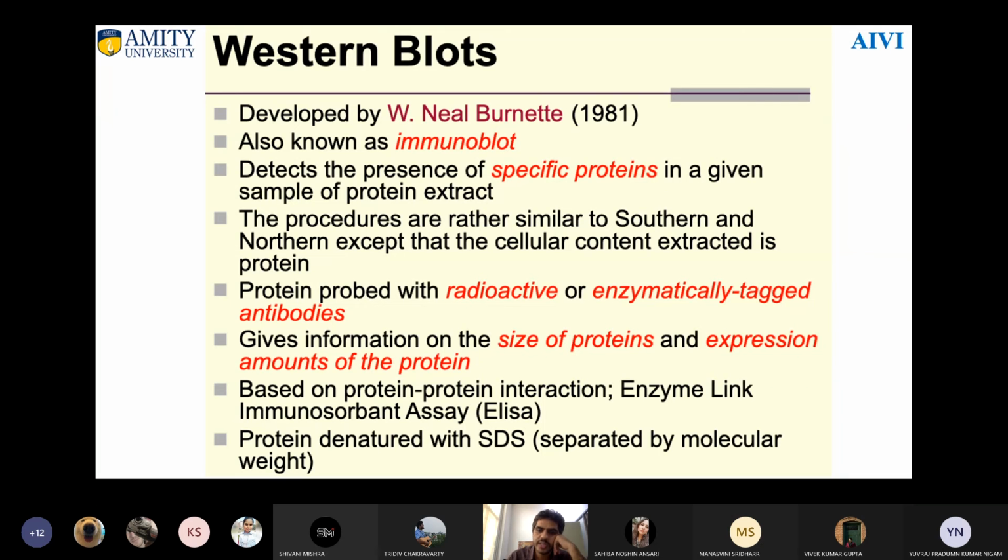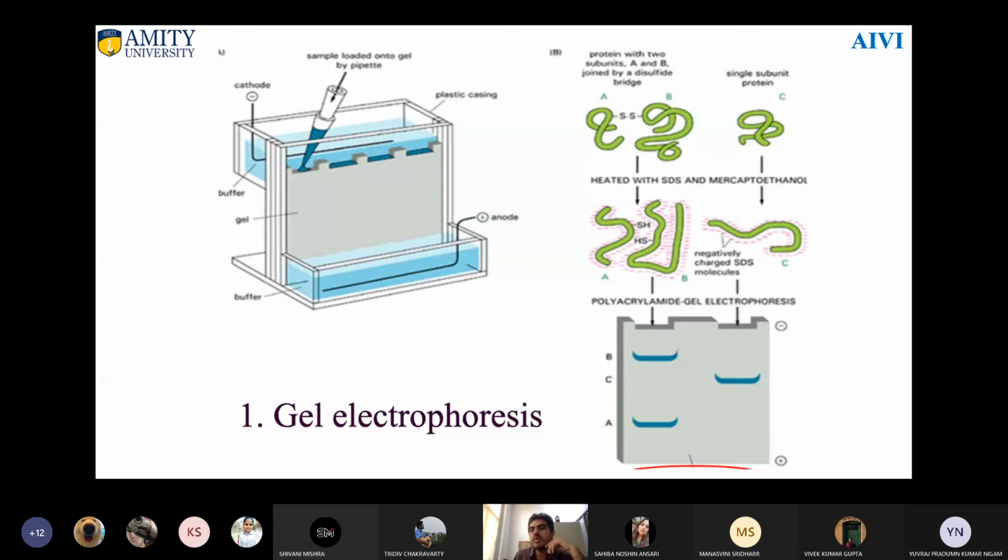There an enzyme is used. Here also, the antibodies that we are going to use for detection are going to link with your antibody. The protein is denatured with SDS, which you need to check. So how to perform it?